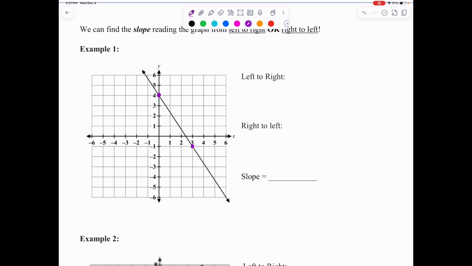Now we're going to read it left to right like we always have been doing. I would have to go down 5. So m equals down 5 over, I'd have to go to the right 3 units. So right 3. So that tells me down 5 is negative 5. Right 3 is positive 3. So my slope is negative 5/3.